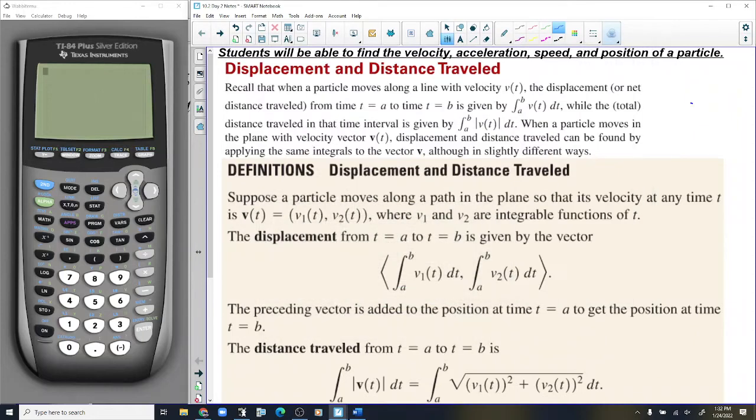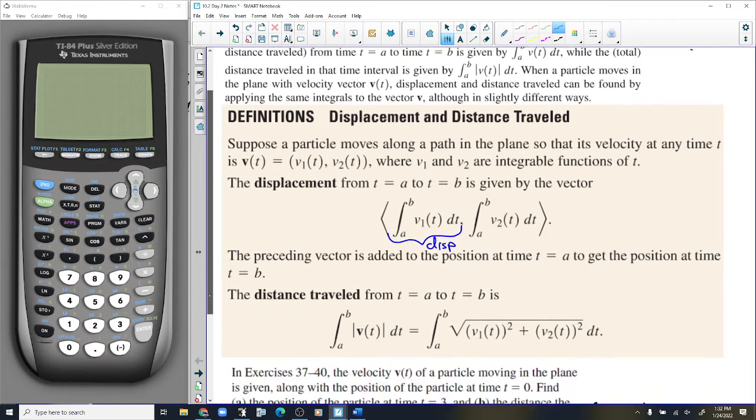Students will be able to find the velocity, acceleration, speed, and position of a particle. Definition is displacement and distance traveled. Well, they're telling you that the integral of velocity is displacement. We already know that. But now you have the displacement for the x-coordinate and you have the displacement for the y-coordinate. So now they're just separate. That's the only thing that's really new in here.